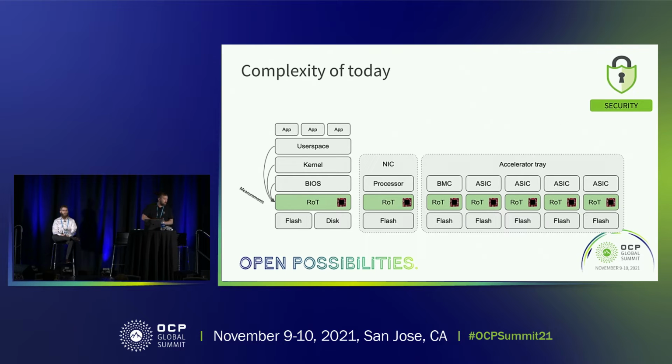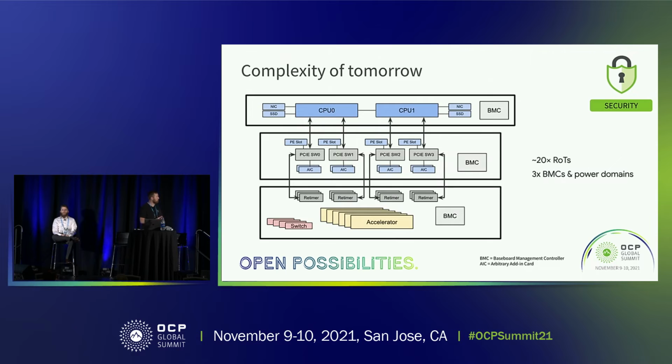We now are building machines that are a bit more complex. We now have accelerator trays, NICs, each with their own roots of trust, each with their own parallel boot stacks. So no longer is there one single component that knows everything about the state of the machine. The complexity gets even more hard to reason about and manage when we talk about the machines we would like to build in the future. Multiple power domains, multiple BMCs, baseboard management controllers, dozens of roots of trust scattered throughout the system. The complexity is starting to get a bit daunting.